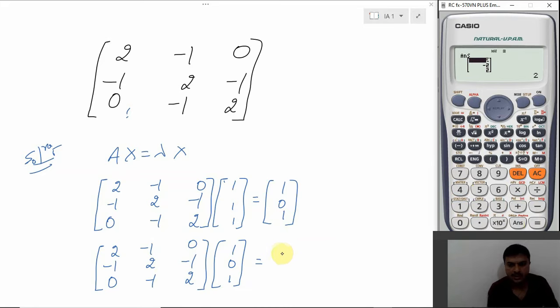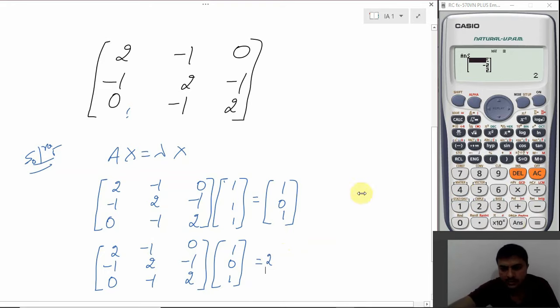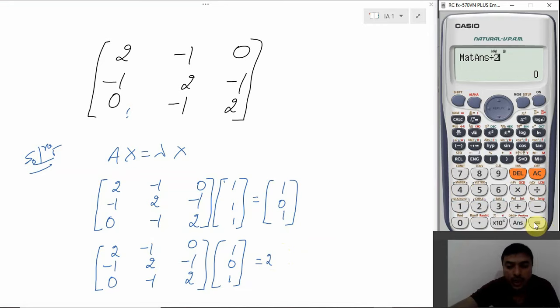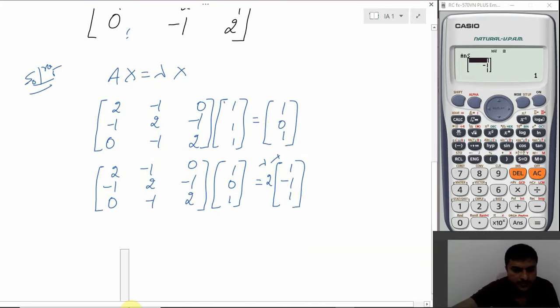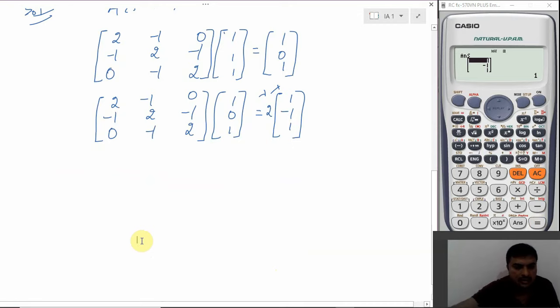Without wasting time, 2 is the highest value, so just take out 2. If I take 2 outside, just divide this matrix by 2, because every element should be divided by 2 when I take 2 outside the matrix. Yes friends, you can see in the calculator, I have taken 2 outside, so the matrix I'm getting here is 1, -1, 1. This is our lambda value and this is our new vector x1. Continue this process till you get the largest eigenvalue.